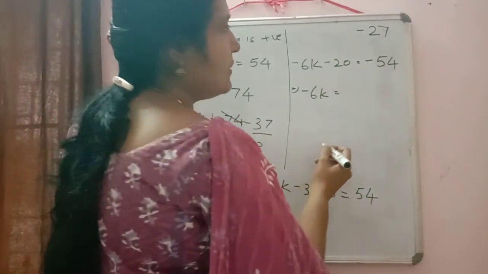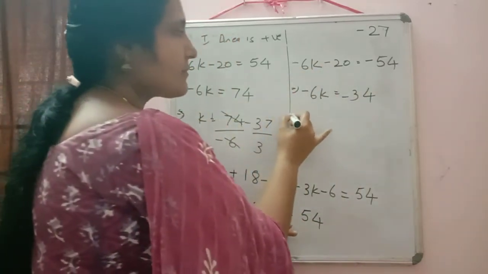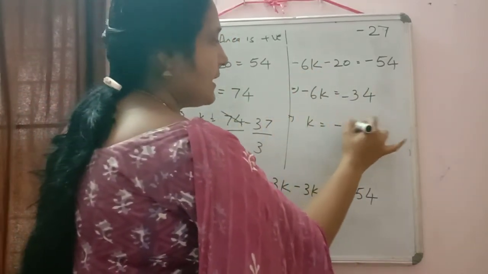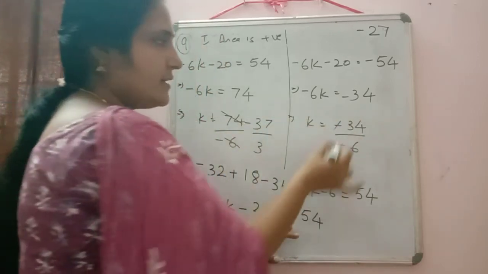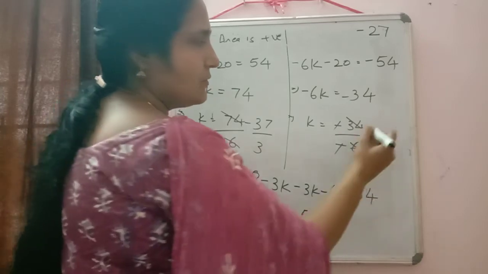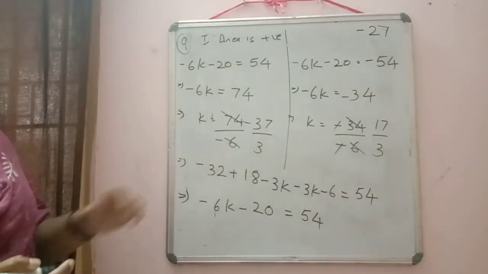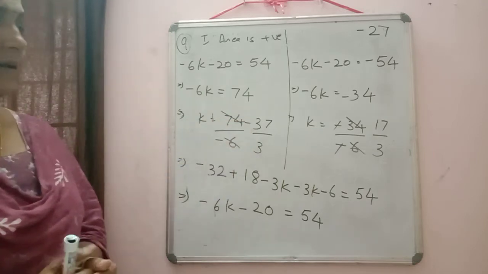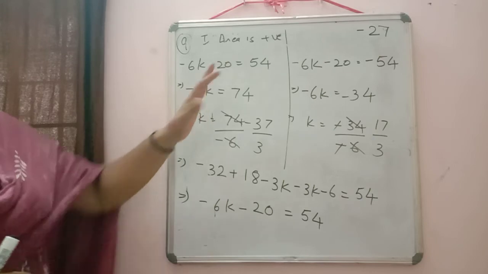So that will be equal to minus 34. So we'll get k is equal to minus 34 by minus 6. Again these two will get cancelled. We can cancel it by 2. So 17 by 3. So either the answer will be equal to minus 17 by 3 or k is equal to 17 by 3.